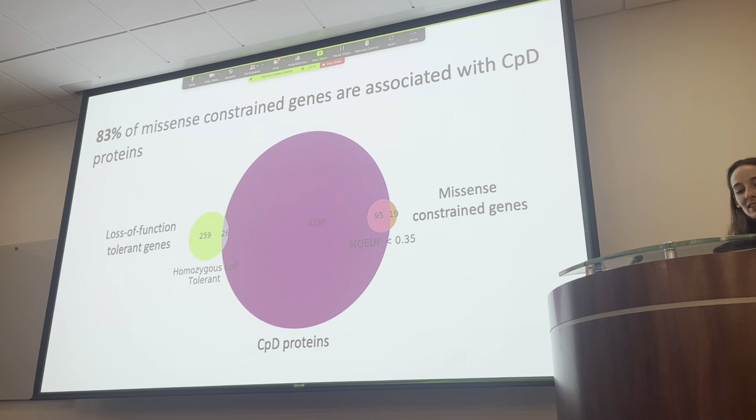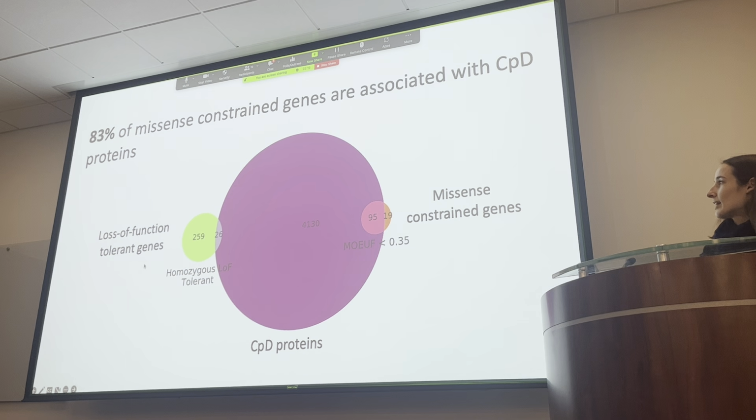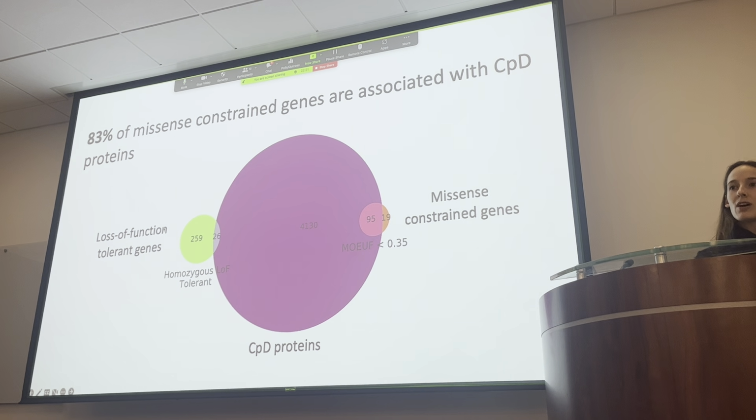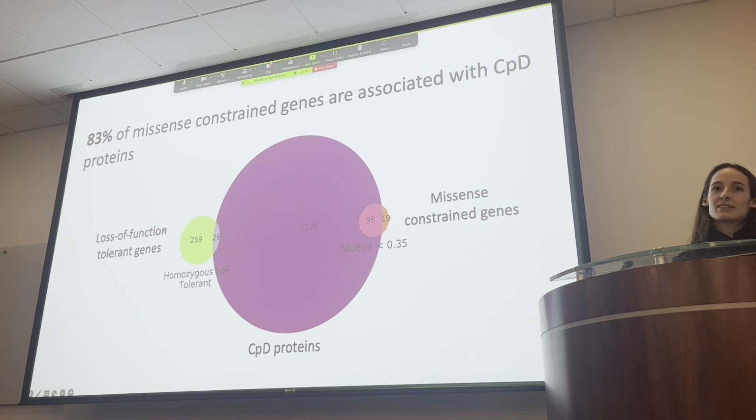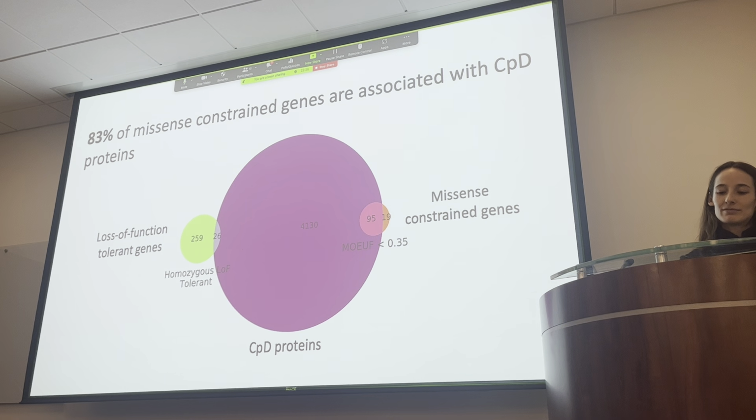And as a control, we wanted to compare to loss of function tolerant genes. These would be genes like the olfactory receptors, where you see common loss of function mutations, and that's allowed for the healthy population.